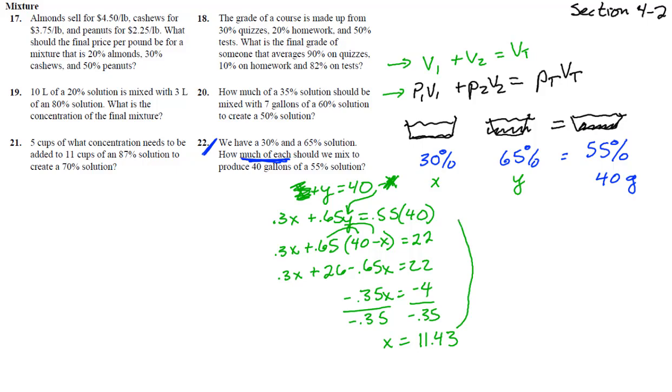Now notice that only answers one of the questions. That gives us this guy right here. They have to add up to 40. So if we subtract from 40, we'll now get that y has to equal 28.57 gallons. And that will be that guy right there. Excellent. 28.57 gallons, 11.43 gallons.